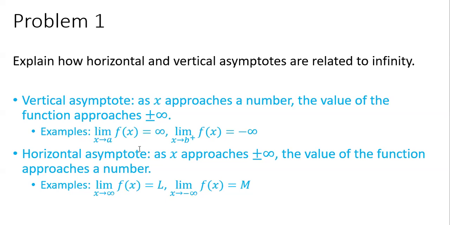A horizontal asymptote is when, as x approaches plus or minus infinity, the value of the function approaches a number. So limit as x approaches infinity of f of x is equal to L, something like that. Or we go the other direction, limit as x approaches negative infinity of f of x is equal to some number. Sometimes the asymptote is the same number, sometimes they're different.